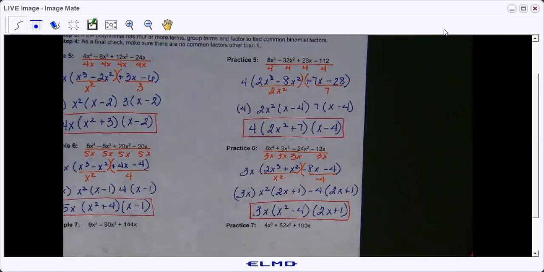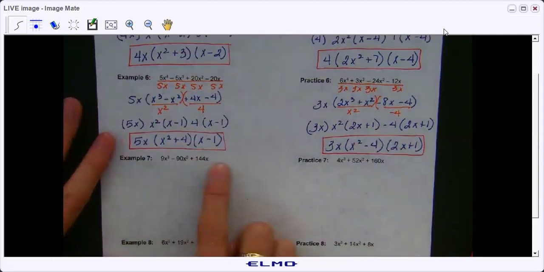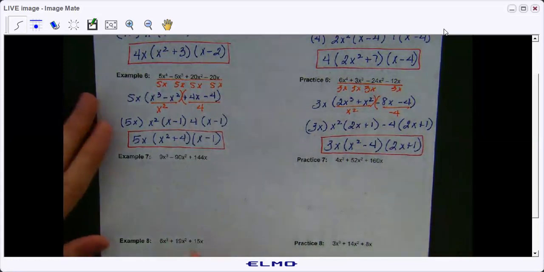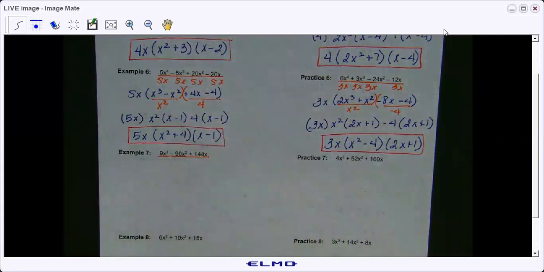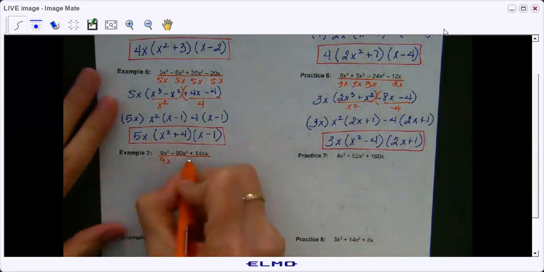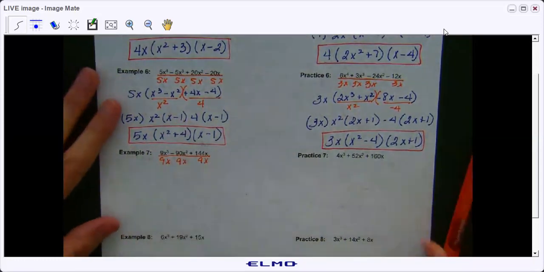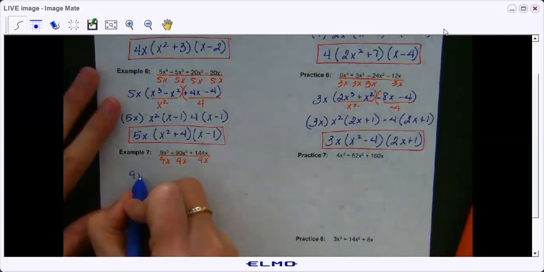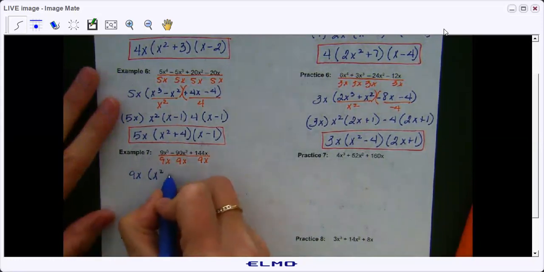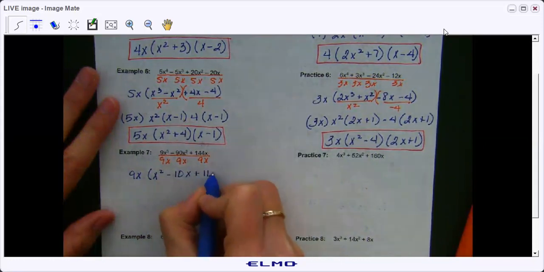All right, so example and practice 7 and 8 are just kind of practice for what we've already gone over, just as a reminder. So we may only do a couple of them, but the first thing that you have to do on these is factor out your greatest common factor. So what is the greatest common factor here? Let's see. 9x. Yes, 9x. So we're going to take out a 9x here. Then we have x squared minus 10x plus 16.